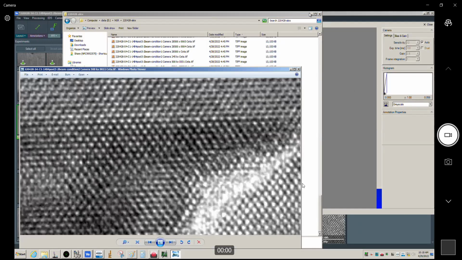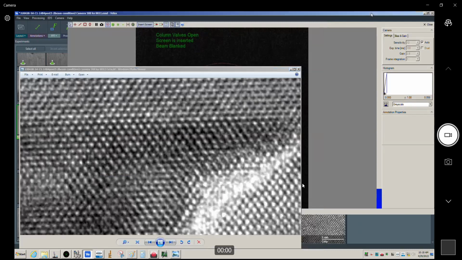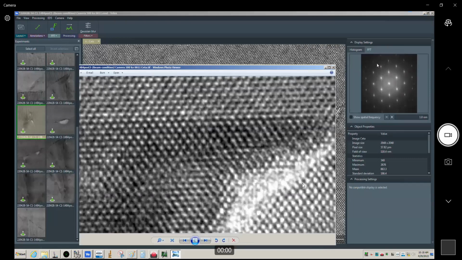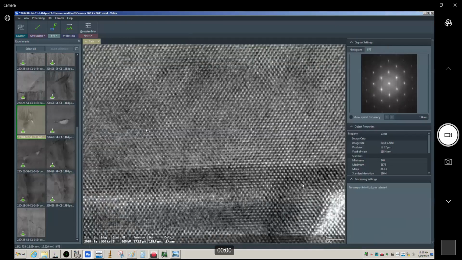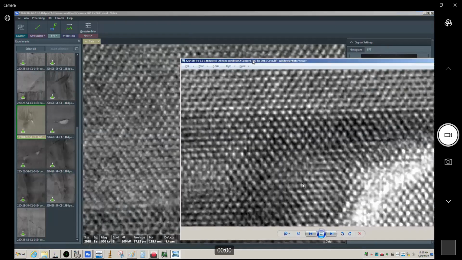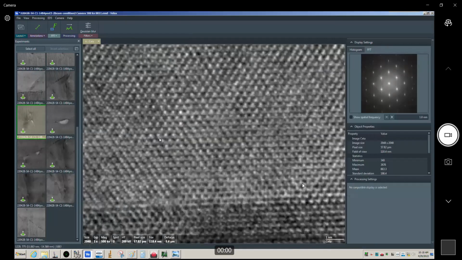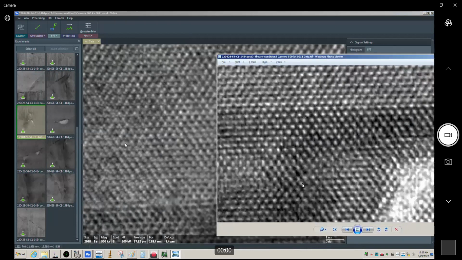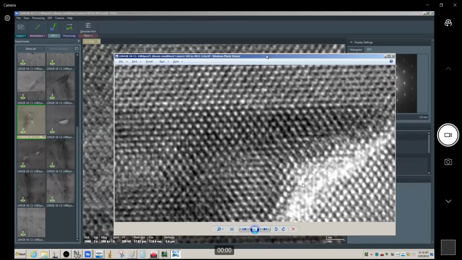Hopefully everybody can see the difference here. Let me get this at a comparable scale. Okay, this is the exported, with no interpolation. This is interpolation on. Hopefully you can see the difference there. The one that you're seeing in Velox has interpolation on, and you don't see this in the exported image. So just something to keep in mind.